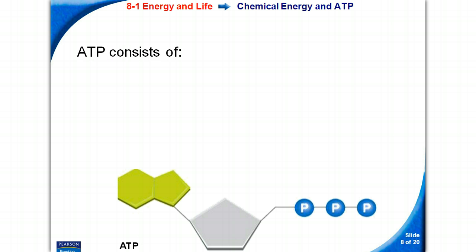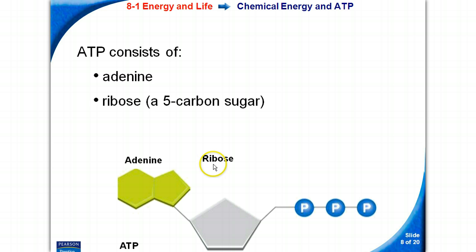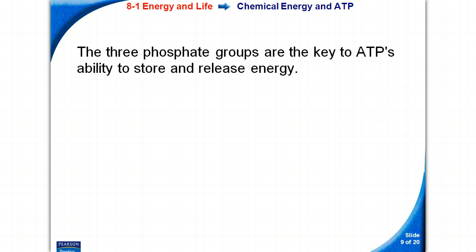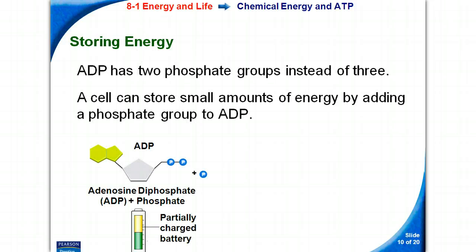ATP consists of adenine, which you see right here, located right here. The ribose, which is a 5-carbon sugar. And then 3 phosphate groups. So in this diagram you see up here, this little pentagon represents the sugar, 5-carbon sugar. See, 5 sides, 5-carbon sugar. And then 3 P's equals the 3 phosphate groups. This is an ATP. The 3 phosphate groups are the key to ATP's ability to store and release energy.